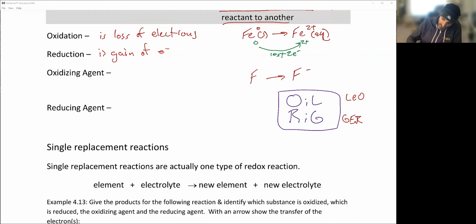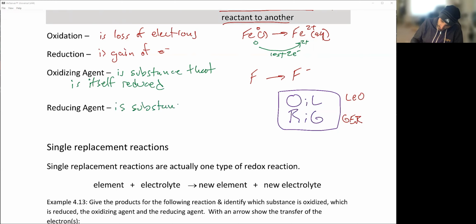So the oxidizing agent, and please bear with me here, the oxidizing agent is the substance that is itself reduced. And then the reducing agent is the substance that is itself oxidized.